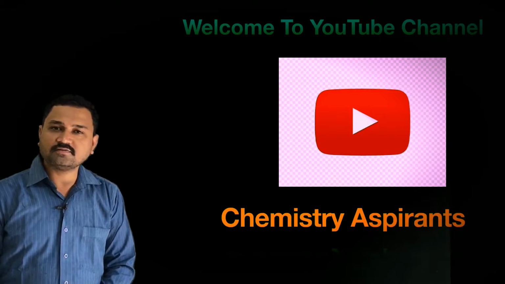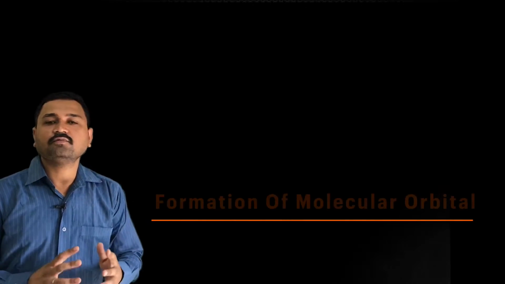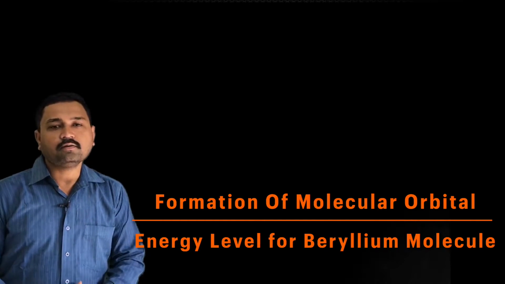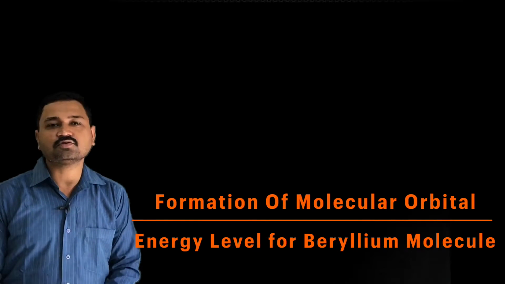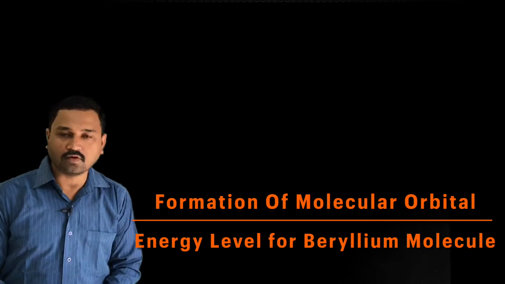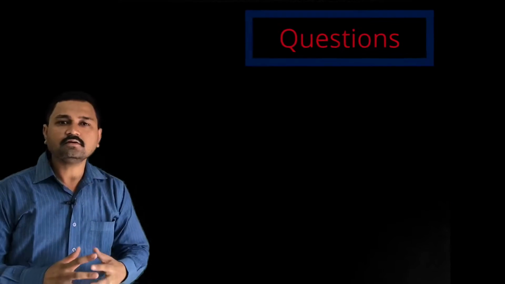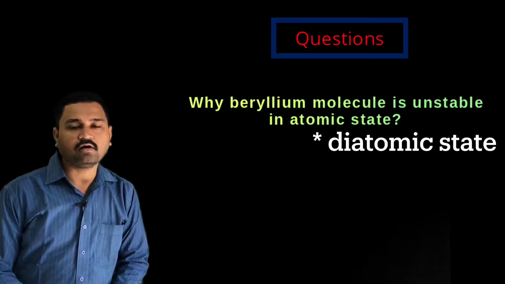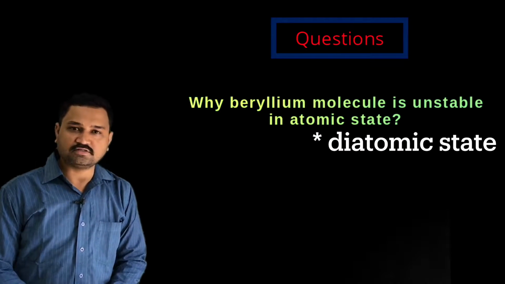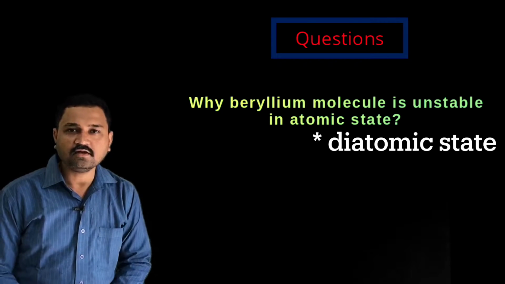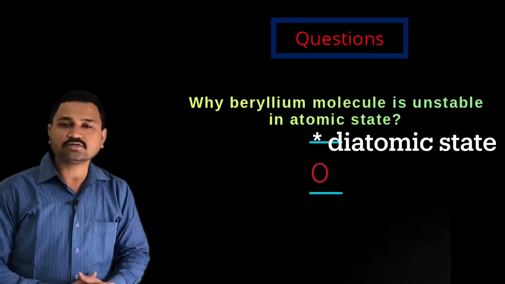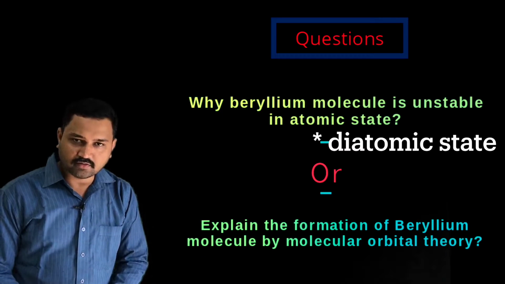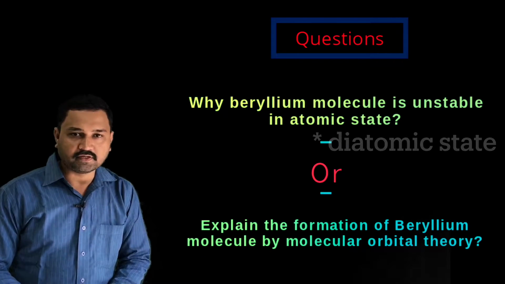Now in today's lecture we are going to learn about the formation of the molecular orbital energy level diagram for the beryllium molecule, or it is also called the diberyllium molecule. Generally the question asks why the diberyllium molecule is unstable in the diatomic state, or simply they will ask you the question, explain the formation of the beryllium molecule by molecular orbital theory.